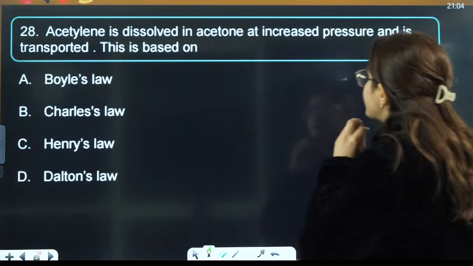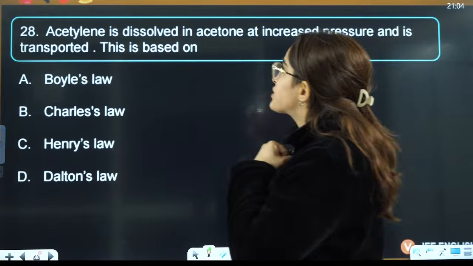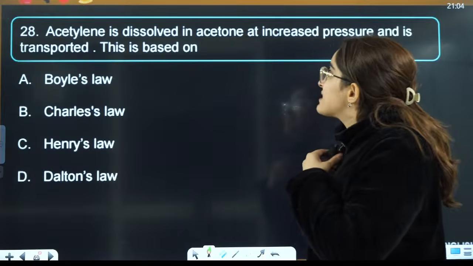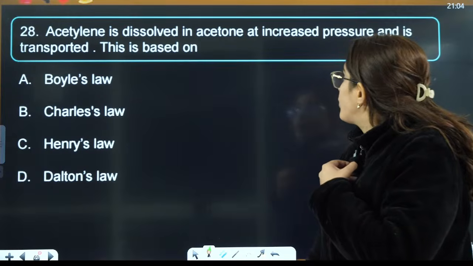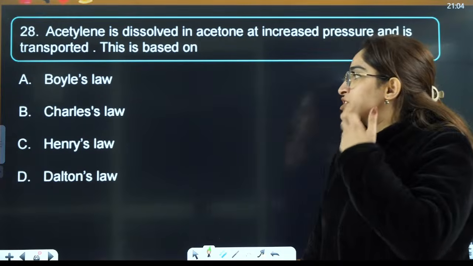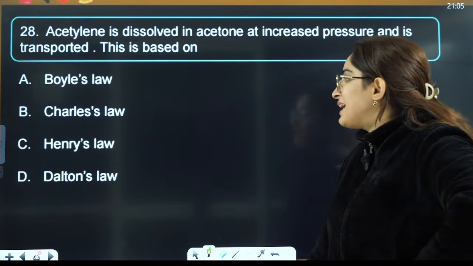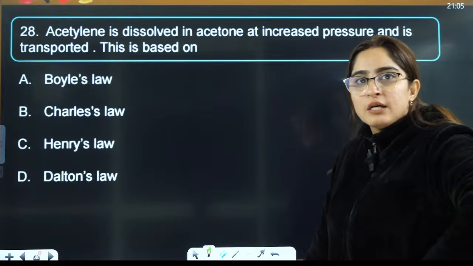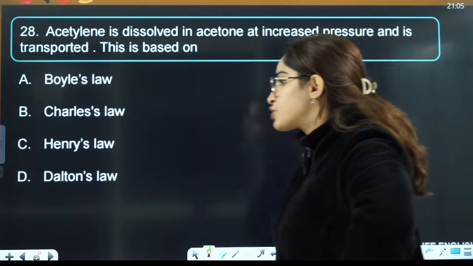Acetylene is dissolved in acetone at increased pressure and transported. This is based on what? So acetylene is dissolved in acetone at increased pressure. This is according to which law? Where P is pressure, more the pressure, more the solubility.